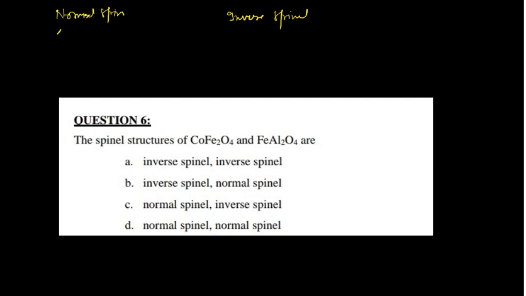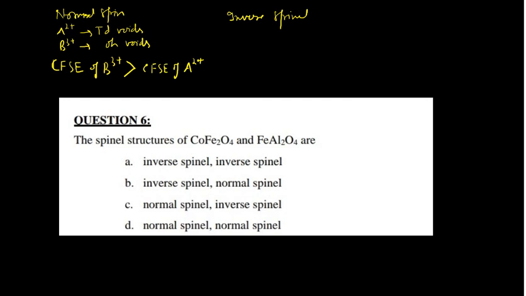See, in that case, your bipositive ion would go into the tetrahedral voids, and your tripositive ions, say B3 positive, they'll go to the octahedral voids. This is the case of the normal spinel. And in that case, of course, the CFSE, crystal field stabilization energy, of your B3 positive ion, that means whatever the tripositive ion would be there, would actually be greater than the CFSE of A2 positive ion. Remember, both in octahedral fields.